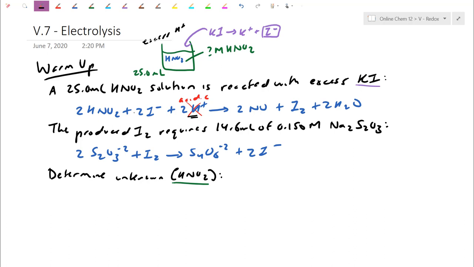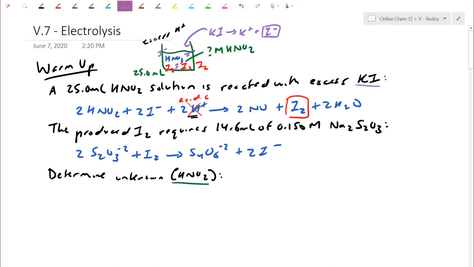But there we go. We're going to toss in an excess of I minus. We toss in a ton of I minus. Some of this I minus gets converted over to become I2. So we're going to have created a bunch of I2 here. Because we didn't necessarily know how much HNO2 there was, I toss in so much KI, there's probably extra iodide around here. But that's okay.